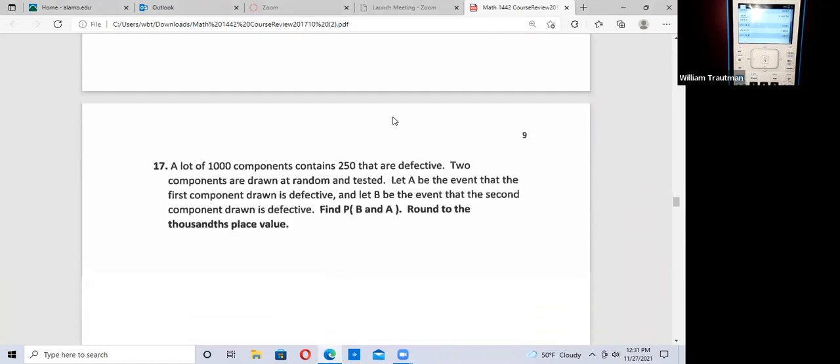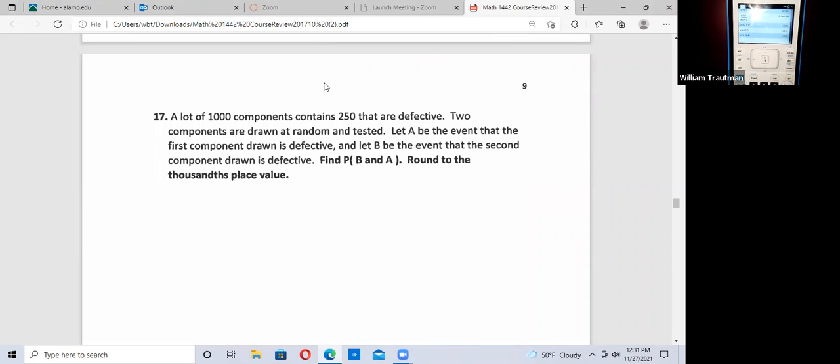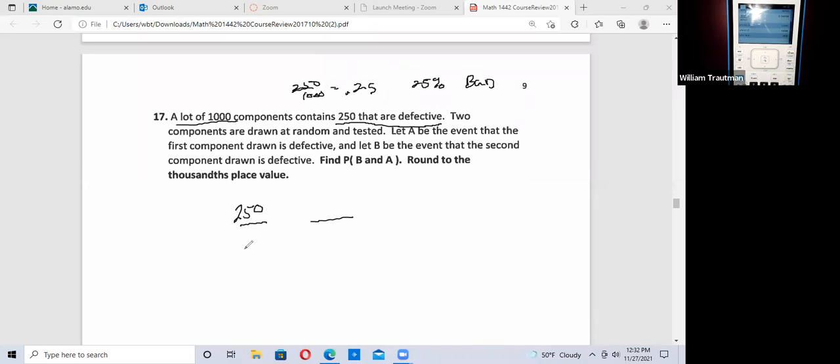Let's move on. A 1,000 components contain 250 bad parts. That's not good. If you look at that, 250 out of 1,000, that's 0.25, or 25%. That's bad. You have defective. 2 components are drawn. I'm going to draw 1 component here, and I'm going to draw 1 component here. Let A be the event that the first component drawn is defective. So we know we have 250 bad ones out of 1,000. That's defective. There's 250 bad ones. So you have 250 out of 1,000 chance to pick a bad one in that first one. That's what they wanted. First component is defective. Let B be the event that the second component is defective.